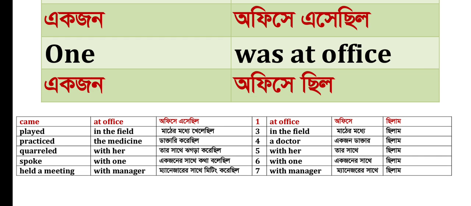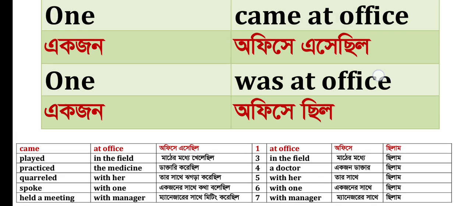Here, instead of came at office you have to read played in the field, and instead of at office, I was at office, you have to read in the field, মানে মাঠের মধ্যে ছিলাম, played in the field and only in the field. This lesson you have to read this way.